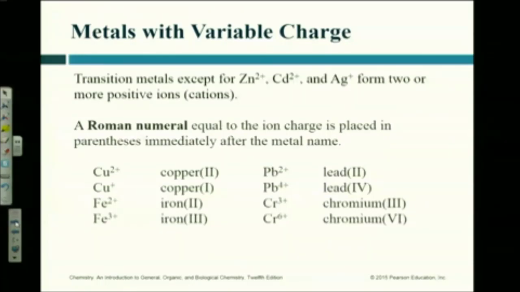Exceptions, write these on your periodic table. Zinc and cadmium are always 2 plus. Silver is always 1 plus. Okay? So, every other transition metal has variable charge, and when you name an ionic compound, you must use a Roman numeral to tell what the charge is on that metal atom. Okay, we're going to do some examples. Look up here, they have some combos. In the book it has a chart, and that chart's not complete.